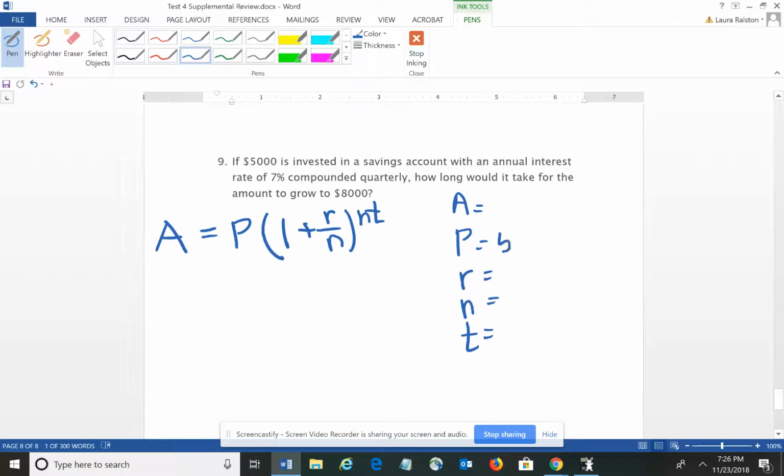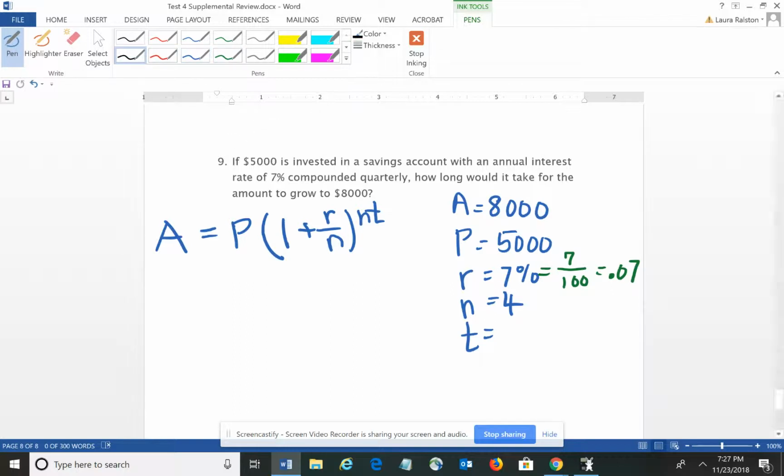Okay, we started with $5,000 invested into the savings account, 7% interest. Again, remember to change that to a decimal. You'd have 7 divided by 100 or 0.07. It's going to be compounded quarterly, so that's 4 times per year. And we want to end up with $8,000. So in this case, we're looking for T. You're using the same formula, you're just manipulating it for a different variable.